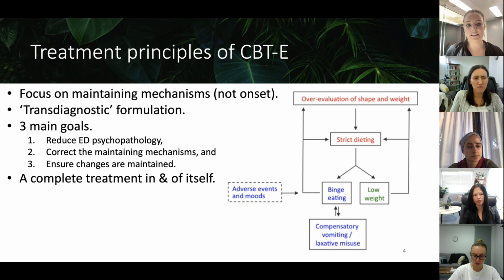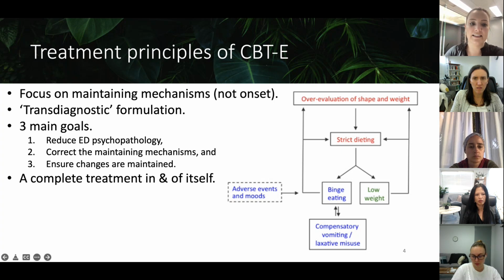So there are three main goals that CBT-E spells out in the textbook. The first goal is just to reduce the eating disorder psychopathology. The second goal is to correct the maintaining mechanisms, which we'll talk about a little bit further on, being the overvaluation of weight and shape, restriction and restraint. And to ensure those changes are maintained, which is a real strong focus at the end of stage 3 and 4, where we're preparing to wrap up and equipping the client to maintain the changes on their own.